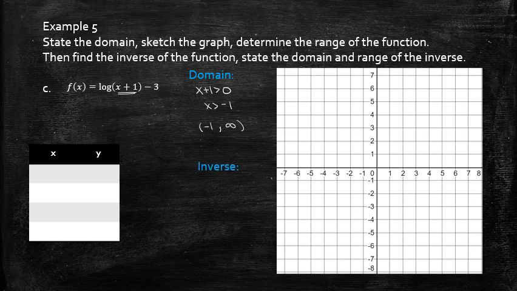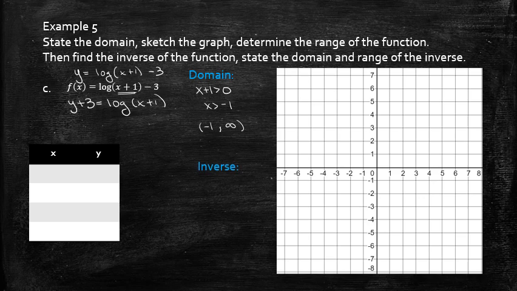To graph the function, let's first replace the f of x with a y. So I have y equals log of x plus 1 minus 3. So this is the first function we've seen where we have what would be a vertical shift to the graph, right? It would shift our graph down 3 units. In order to write the equation in terms of an exponential equation, I need to add the 3 to the other side. So we'll have y plus 3 is equal to log of x plus 1.